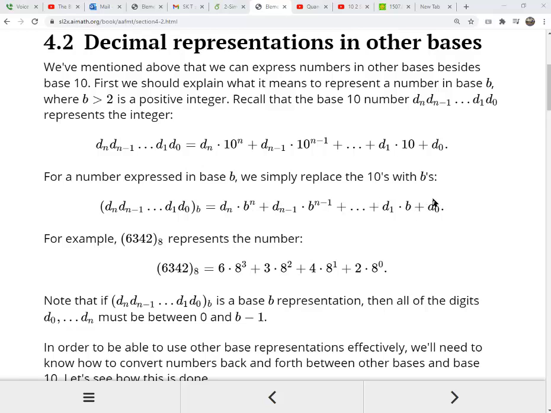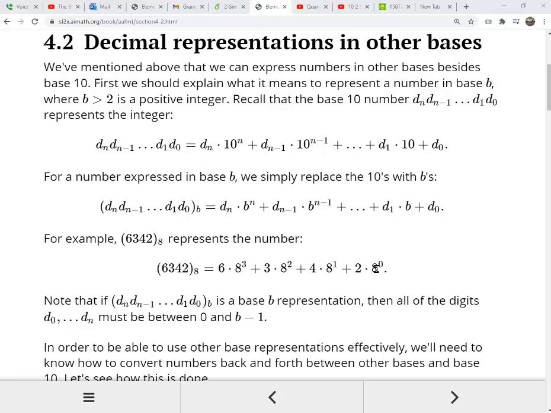d_0 still multiplies 1 because b to the 0 is 1 no matter what b is. But the first digit multiplies b, the second digit multiplies b squared, and so on. So if I have the number 6342 in base 8 representation, the 6 multiplies 8 cubed, 3 multiplies 8 squared, 4 multiplies 8, and 2 multiplies 1.